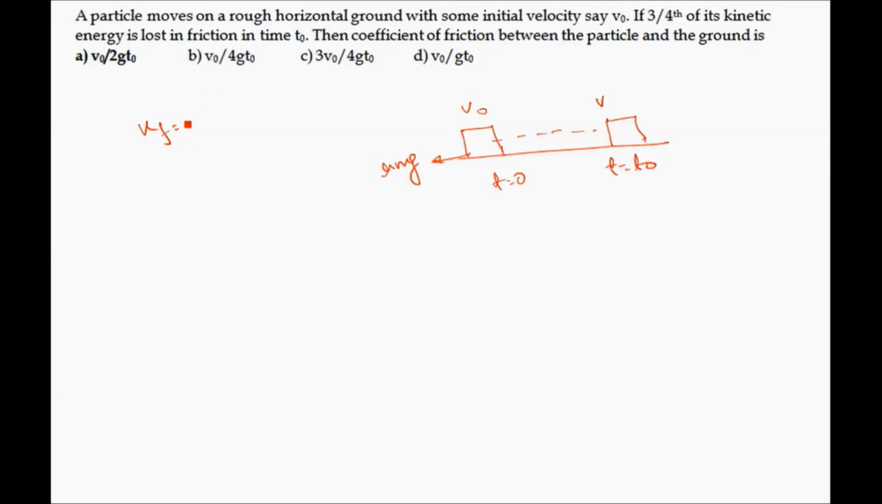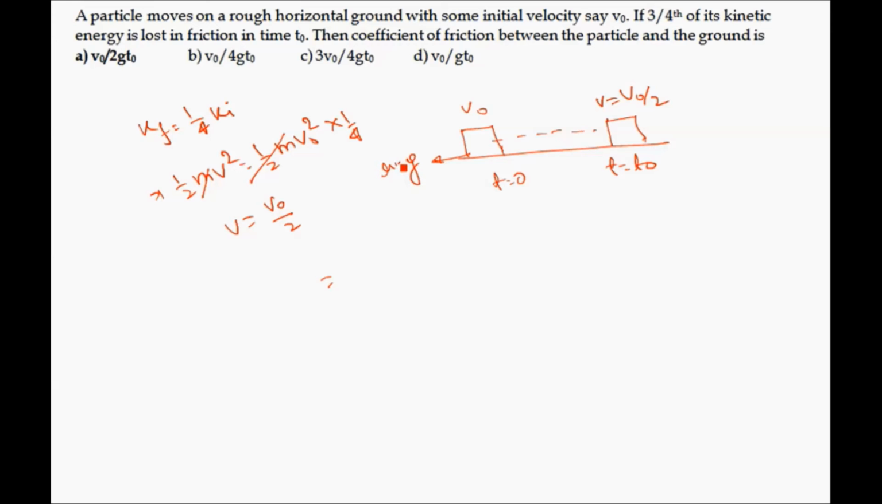So kinetic energy final is equal to 1 by 4 kinetic energy of initial, as 3 by 4th is lost, and half mv square is equal to half mv0 square into 1 by 4. So from there we get v is equal to v0 by 2. Now we have to calculate the coefficient of friction.